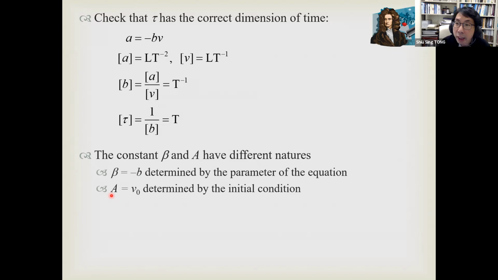But the other constant A has a different meaning. We find that A is equal to V0 by inserting the initial condition. So A is not determined by the parameter of the equation. It is determined by the initial velocity, with what velocity the object is projected into the medium. So the two constants play different roles in our specification of the solution. The constant beta is there to satisfy the equation and is related to the parameter of the equation, while the constant A is specified by the initial condition, namely, in this case, the initial velocity V0.